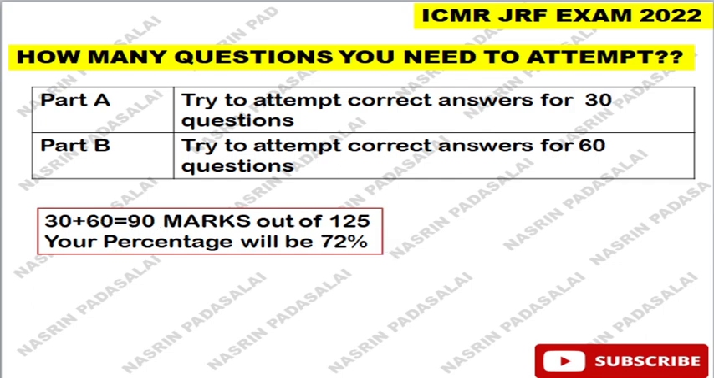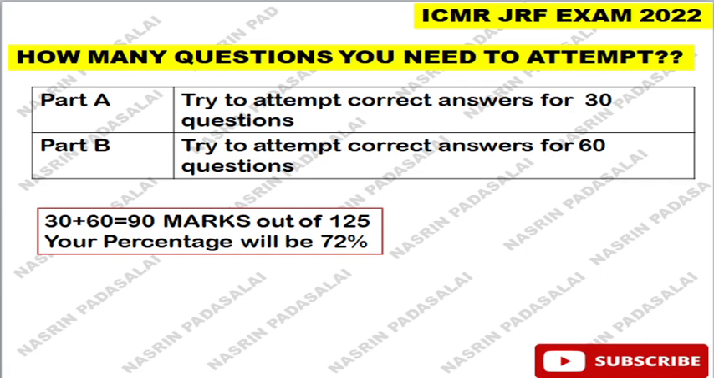Whereas for other candidates like OBC, SC, ST, for Part A try to attempt correct answers for 30 questions, and for Part B try to attempt correct answers for 60 questions. So on the whole you will get 90 marks out of 125, and your percentage will be 72%, which is well sufficient, because many students attempt more questions and finally end up in negative marking. So attempting 35 and 65 questions is well sufficient for general, and attempting 30 and 60 questions is well sufficient for students belonging to OBC, SC, ST.